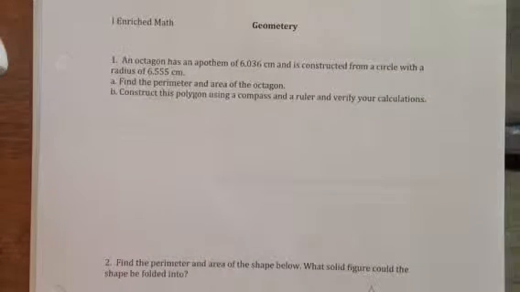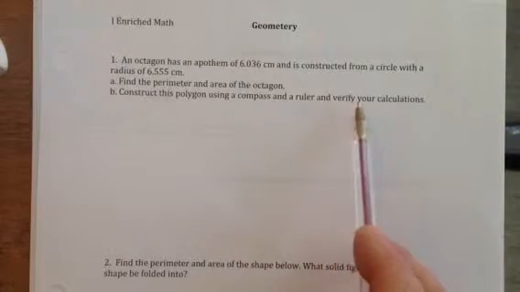Alright, question number 1. An octagon has an apothem of 6.036 centimeters and is constructed from a circle with a radius of 6.555 centimeters. Find the perimeter and the area of the octagon. Okay, B, construct this polygon using a compass and a ruler and verify your calculations.